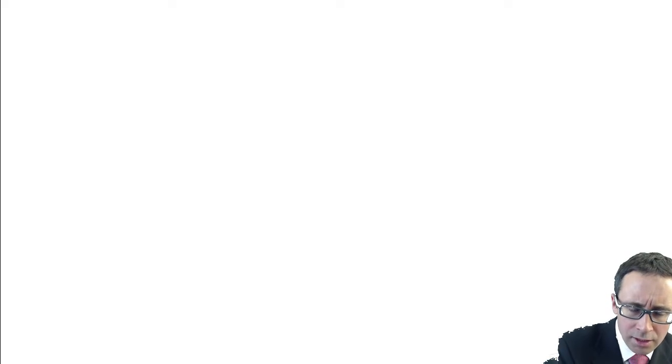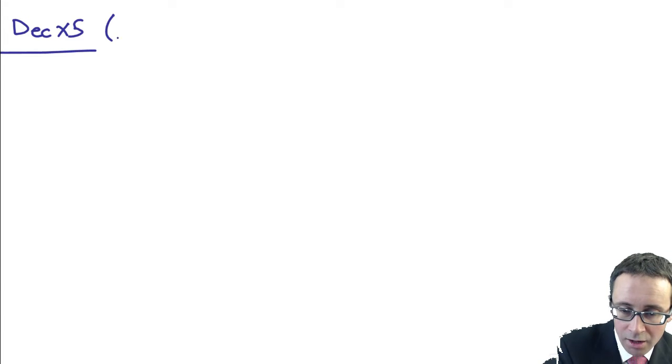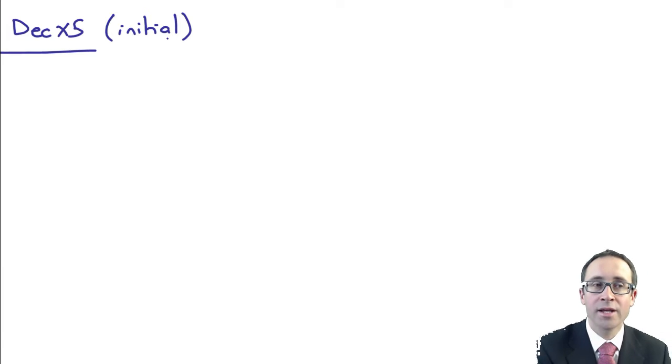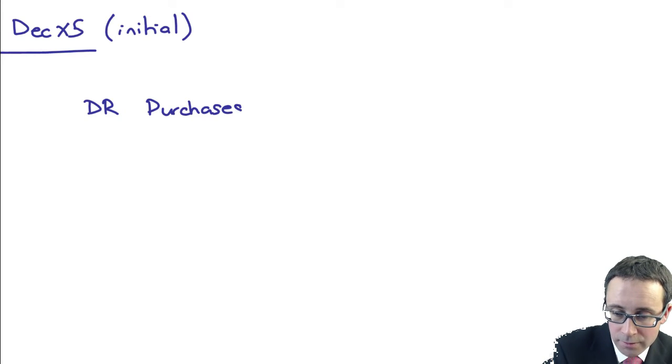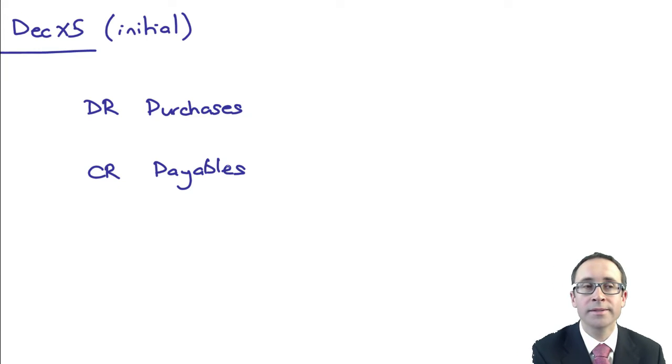So the transaction took place on the 1st of December X5, wasn't it? So we're looking there at our initial recognition, aren't we? We've bought some goods on credit. So let's get the journal entries first before we think about the numbers. So we debited purchases and credited payables, didn't we?